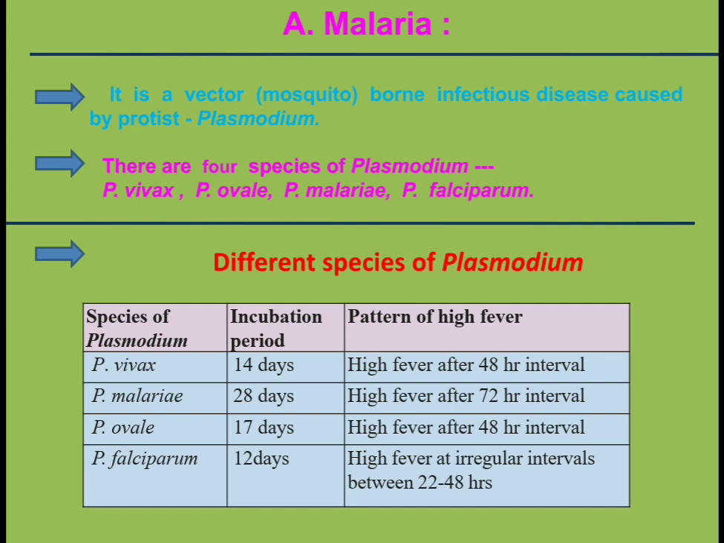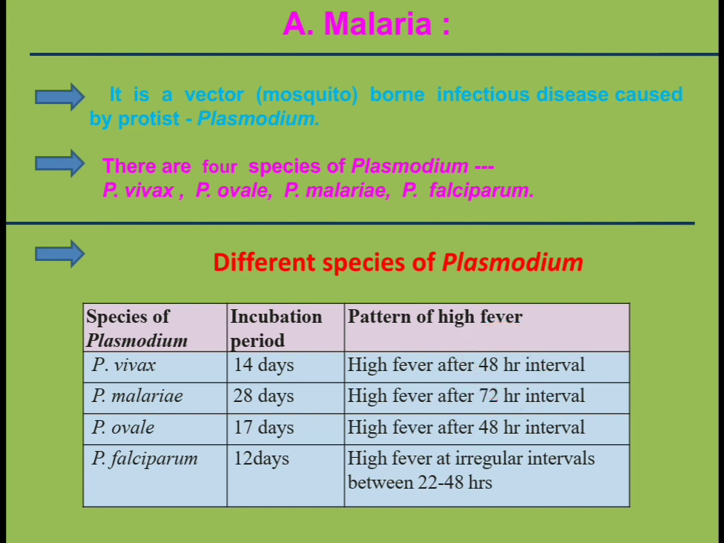Now, what is the incubation period? It is the time interval from the invasion of a pathogen to the development of clinical manifestations. It means when the pathogen enters the body, it does not directly show the symptoms properly, but it takes some time, and that period from entry of the pathogen to the symptoms is known as the incubation period. Plasmodium vivax has an incubation period of 14 days and high fever after 48 hours interval.